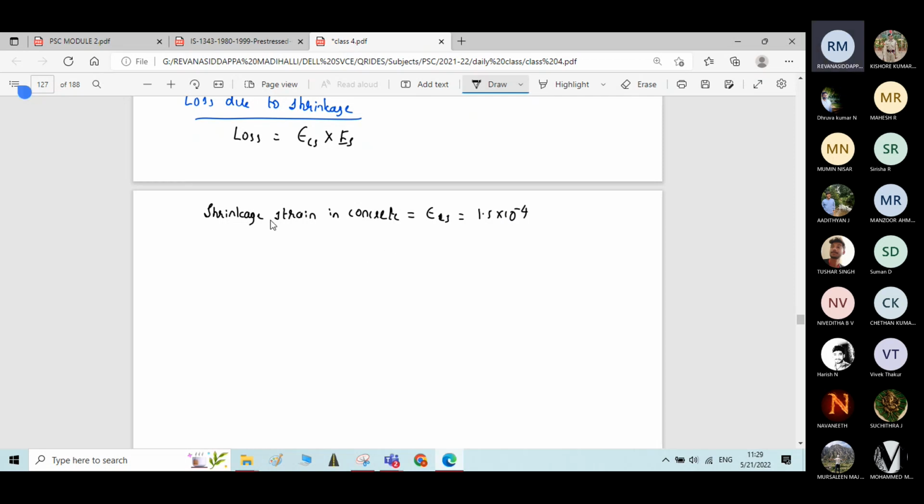And Young's modulus of steel we know already. Therefore, loss is equal to 1.5 into 10 power minus 4 into Es, 2.1 into 10 power 5. So the answer is 31.5 Newton per mm square. So the loss due to shrinkage is over.